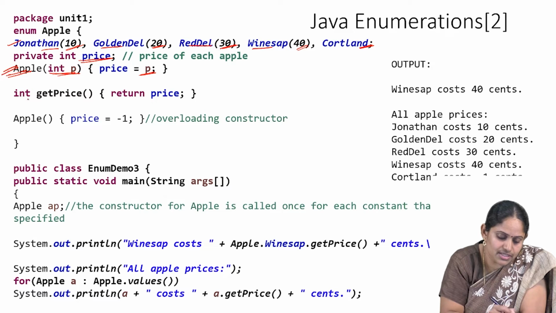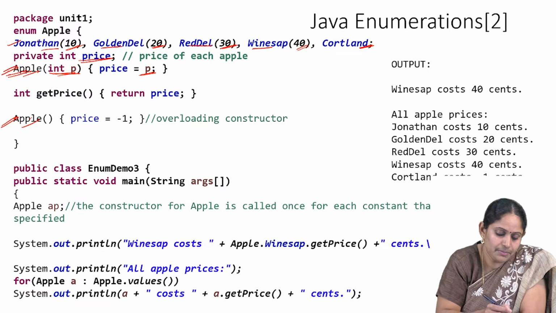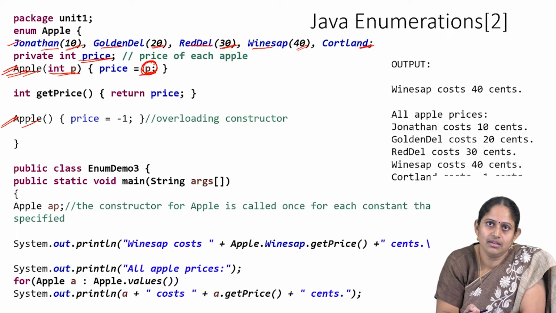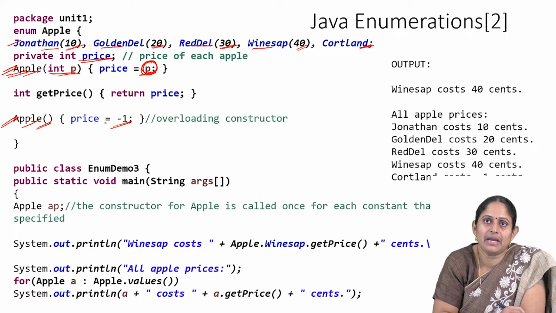This is one constructor and this is another. So these two are overloaded constructors of the enumeration type. Now this constructor initializes each value to whatever is being passed to it, and the empty constructor initializes the price value to -1.